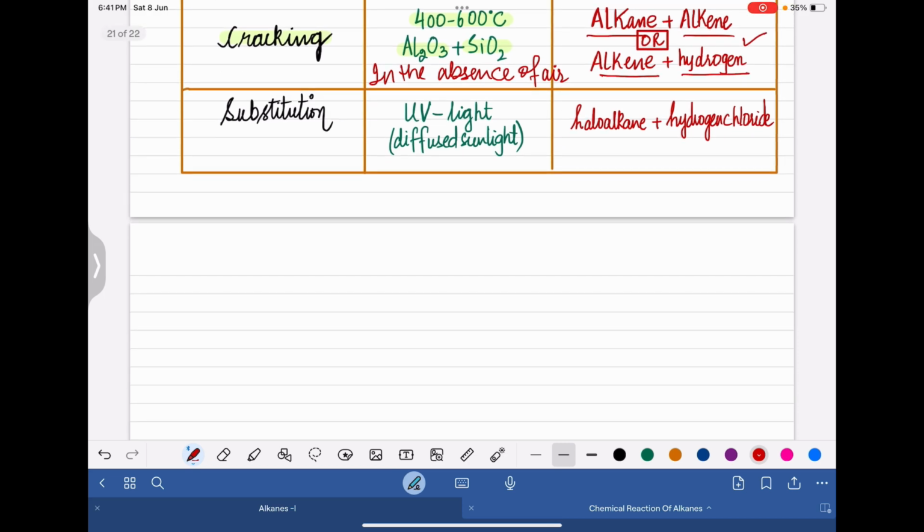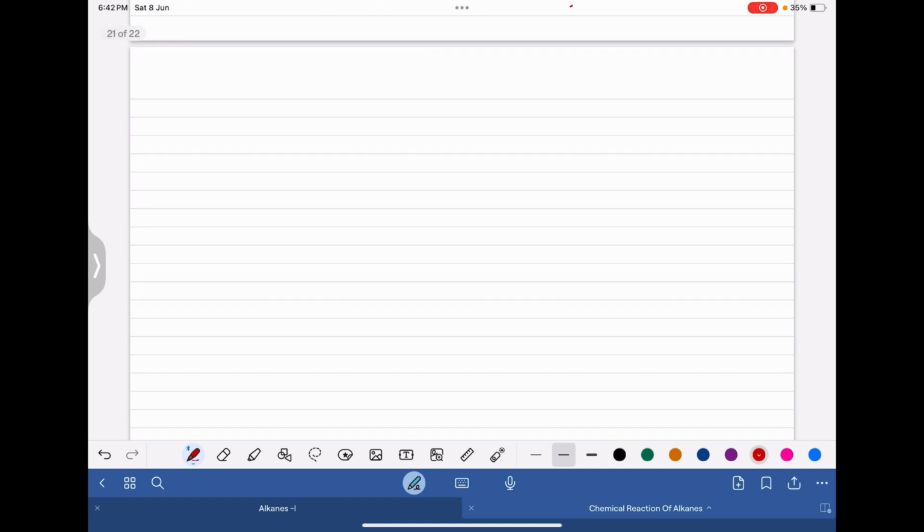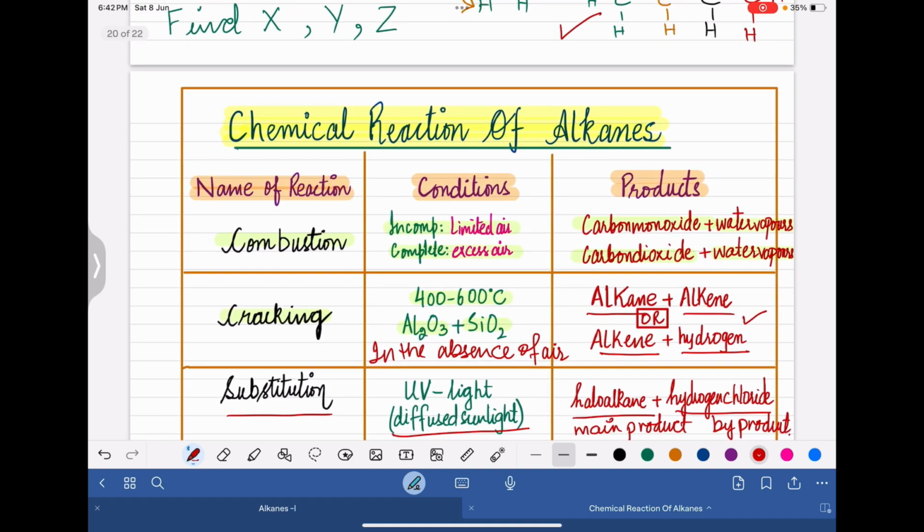The last reaction was the substitution reaction. Substitution reaction takes place in the presence of diffused sunlight. It is a photochemical reaction, and as a result of this, haloalkane is formed with the evolution of hydrogen chloride gas. Haloalkane is the main product and hydrogen chloride is the byproduct in this reaction. So this is all about the chemical reactions of alkanes.